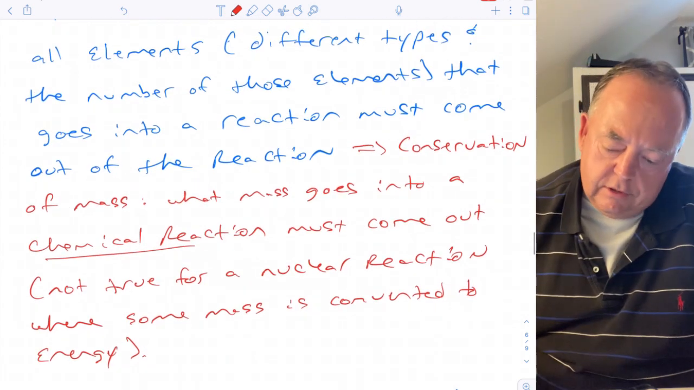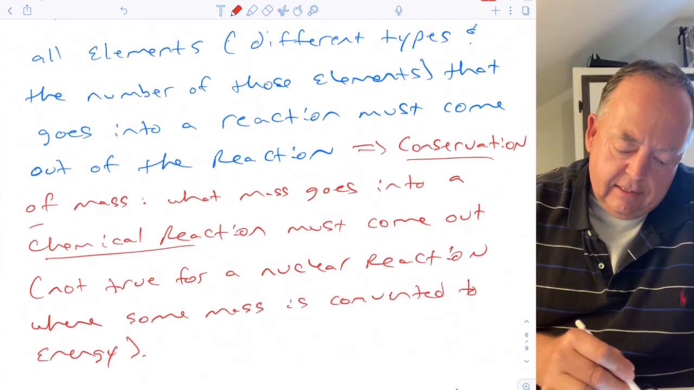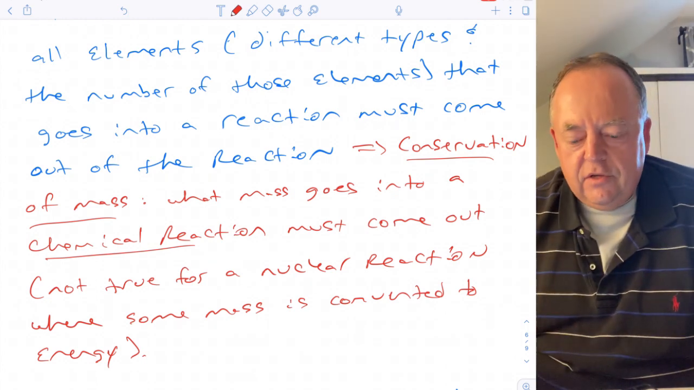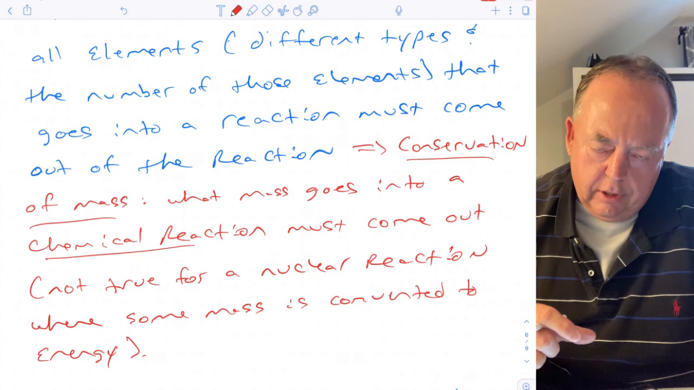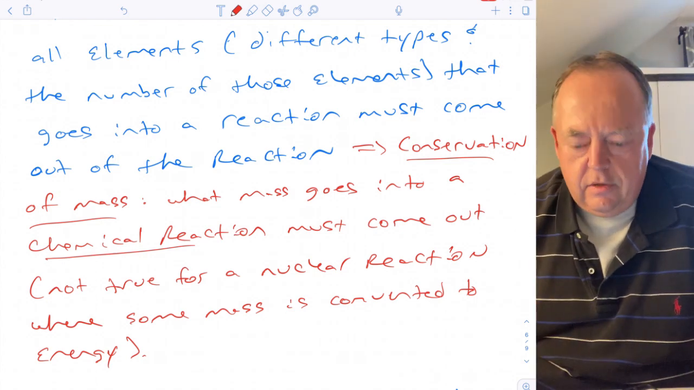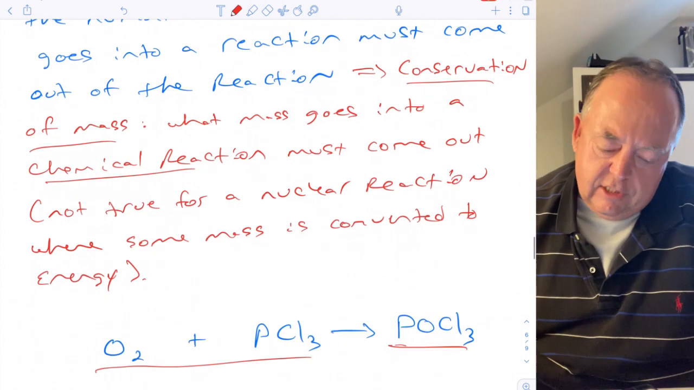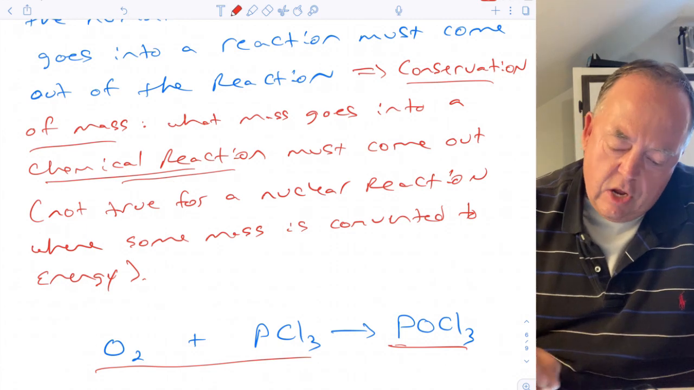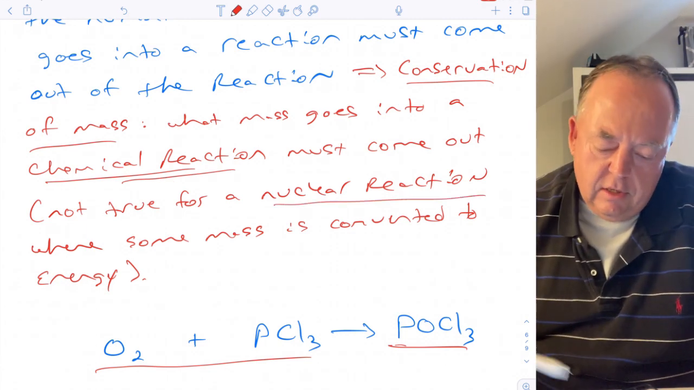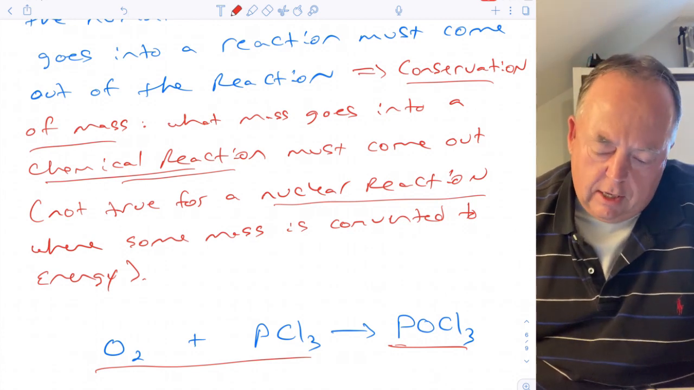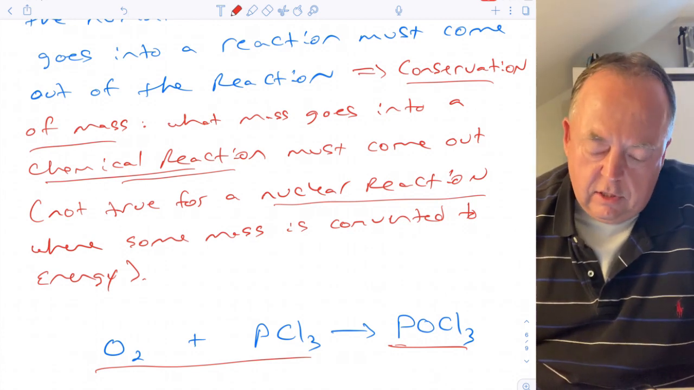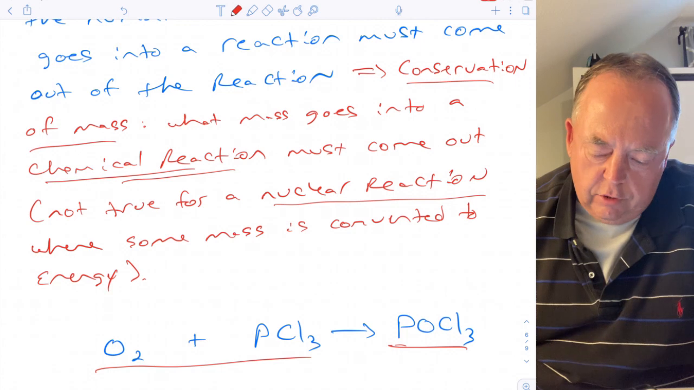So one consequence of this is a conservation of mass. Since all of the elements that go in have to come out, then mass is conserved in a chemical reaction. Whatever mass you put into a reaction comes out of the reaction. So that's true for a chemical reaction. That is not true for a nuclear reaction where some of the mass is converted to energy. But we won't talk about nuclear reactions in this class. That's covered in General Chemistry 2.